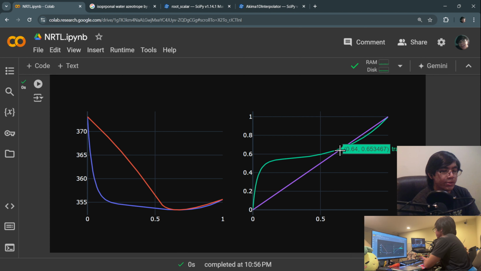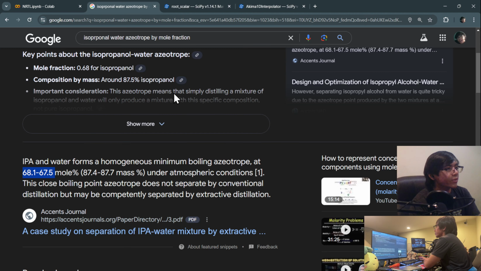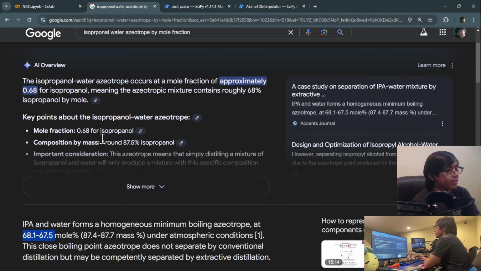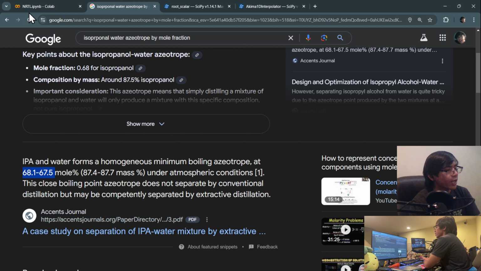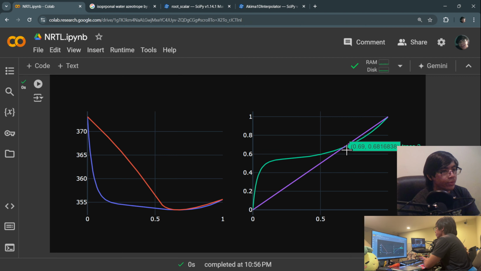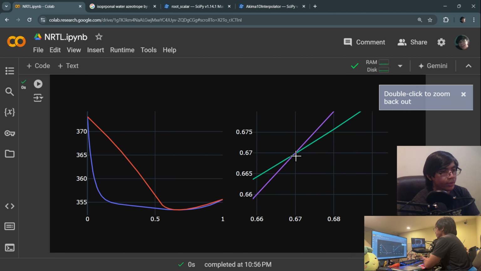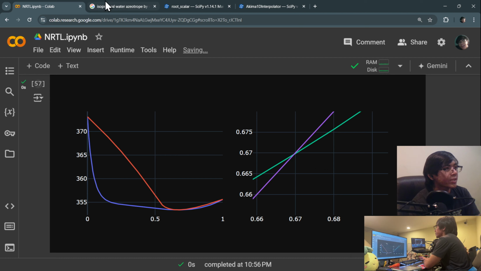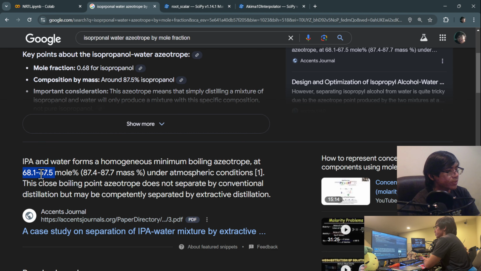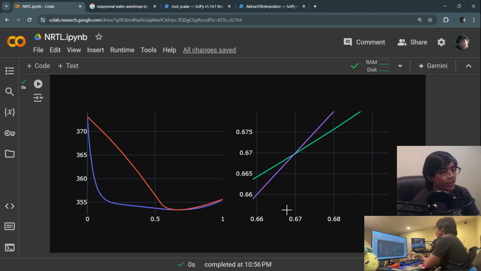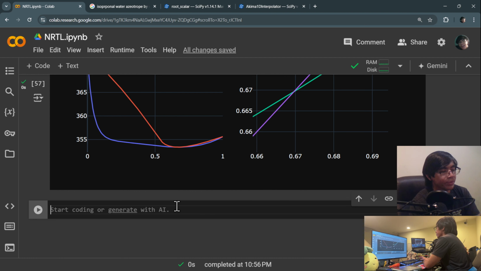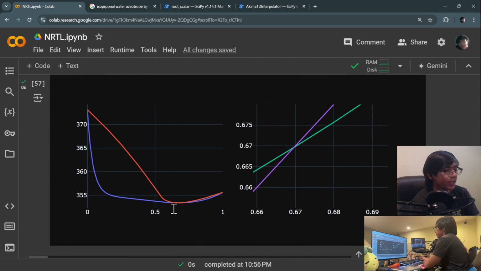That's what we like. So what are we looking for? The azeotrope. It says 0.68 for the isopropanol. So around 0.68. Yeah, it looks like that's where it intersects pretty well. Oh, I guess 0.67 here. So pretty close. Honestly, 67.5. Within a tenth of a mole fraction. Even though, well, actually a hundredth of a mole fraction is pretty much as close as we're going to get.